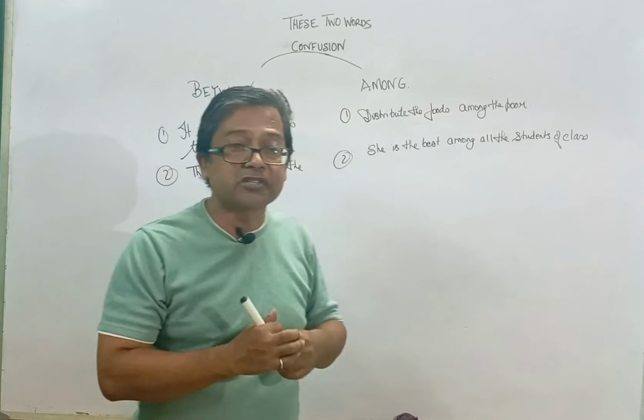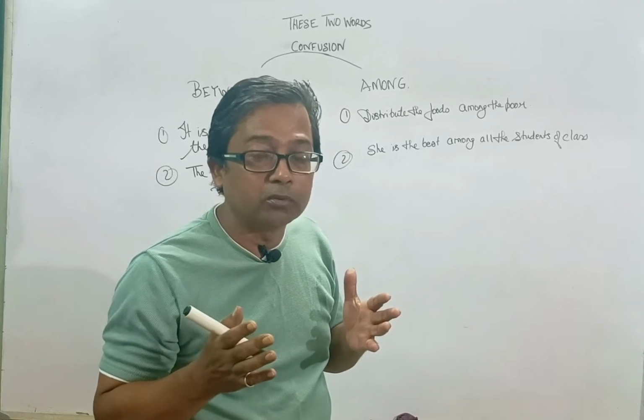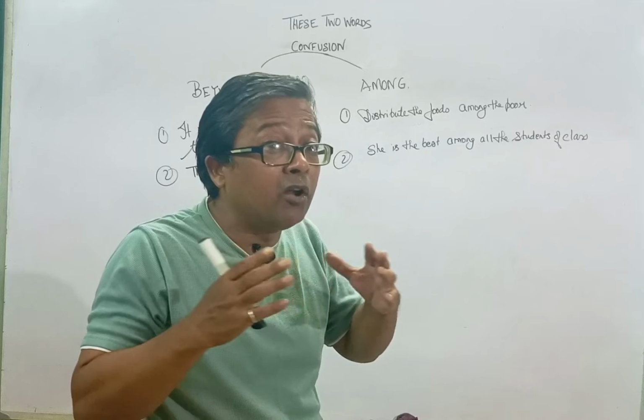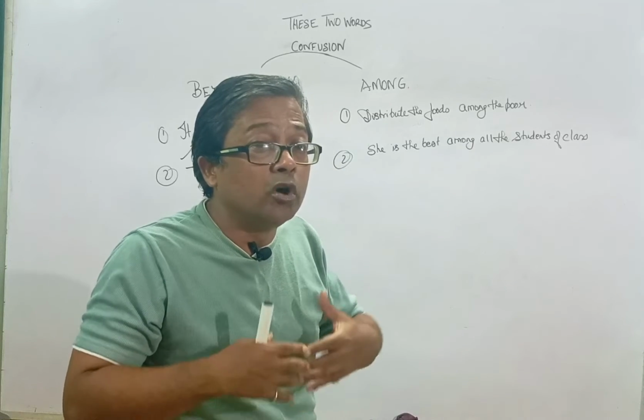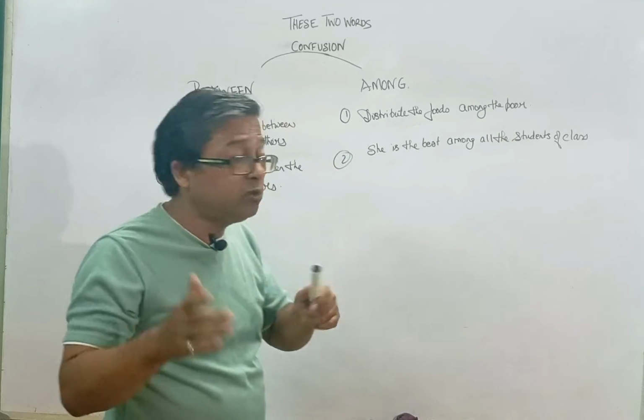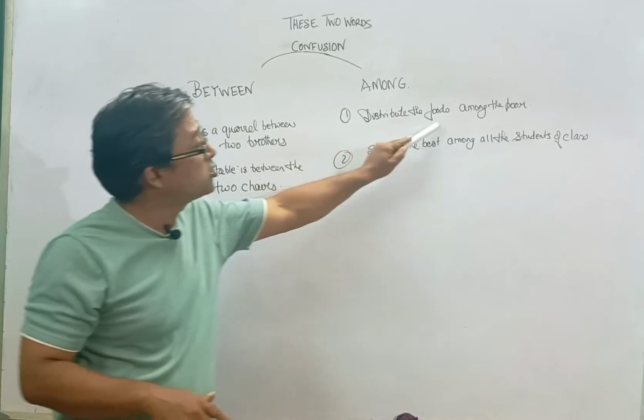So how to use it? Distribute the foods among the poor. Distribute the foods among the poor. Not only two, there are lots of poor people. So the foods will be distributed among the poor people. So more than two, "among." Distribute the foods among the poor.